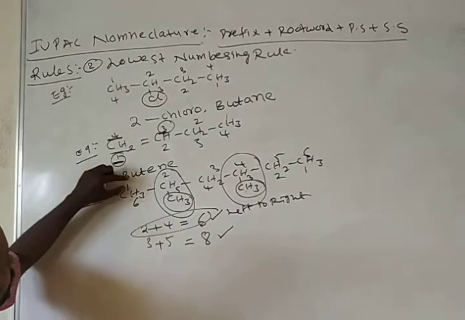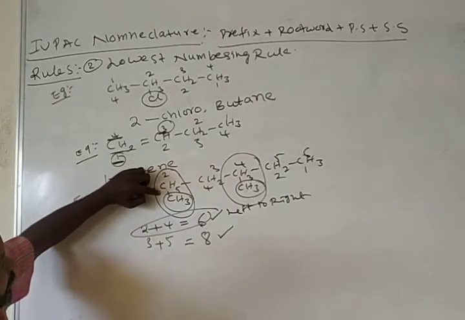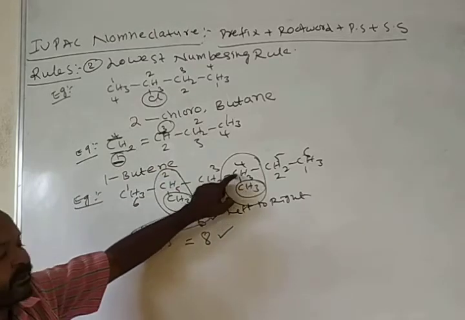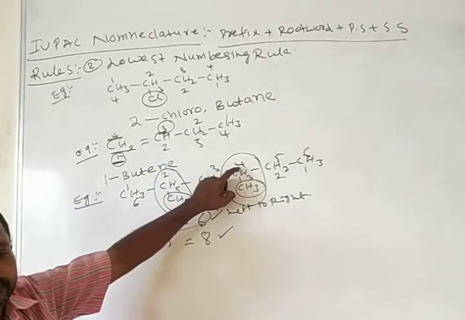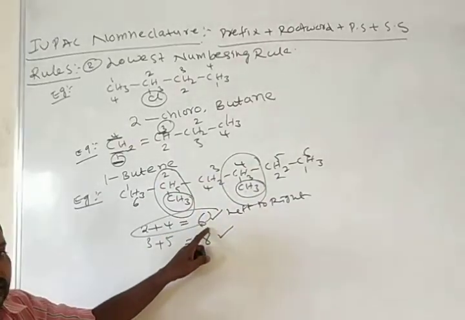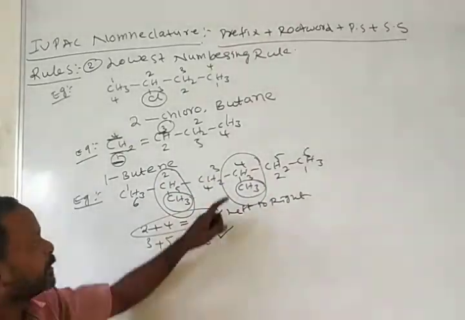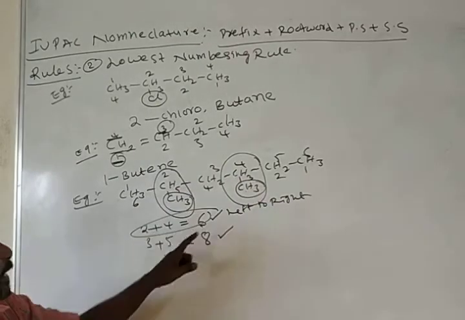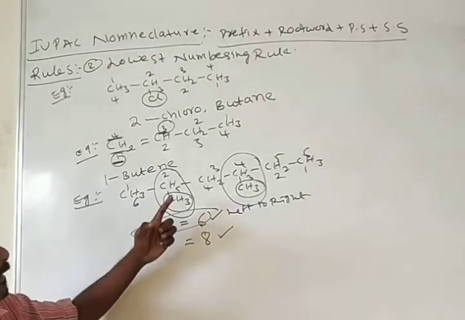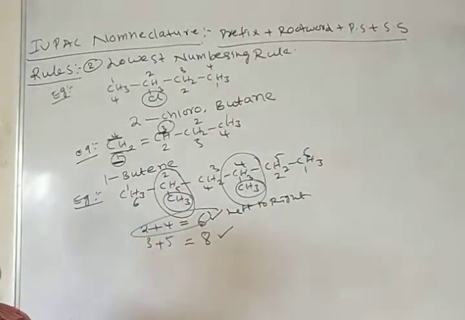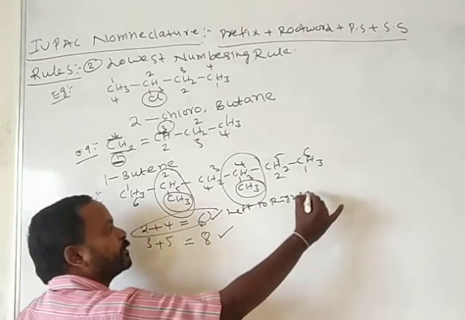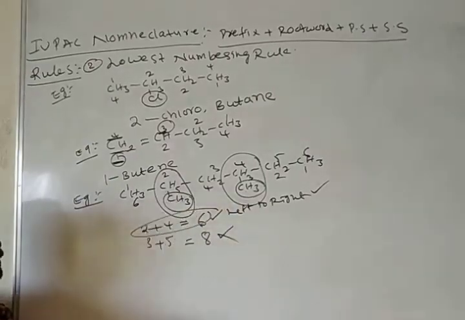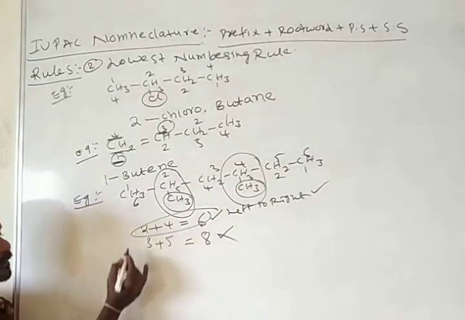Giving numbers from left to right, this methyl is at the second position and this methyl at the fourth position: 2 plus 4, 6. From right to left, this methyl is at the third position and this methyl at the fifth position: 5 plus 3, 8. Which is least? Left to right, the number is least, so follow left to right only. So what is the name of this molecule?